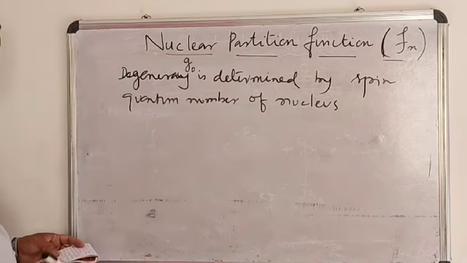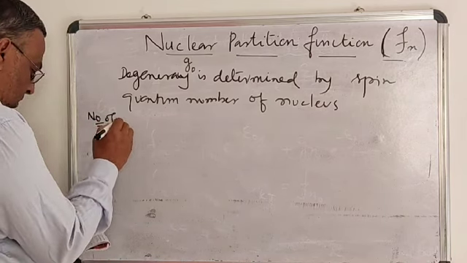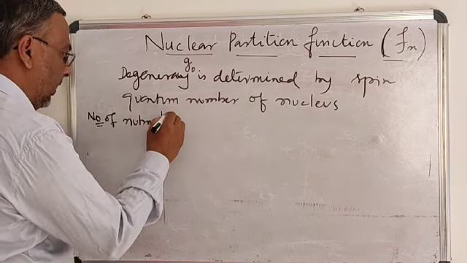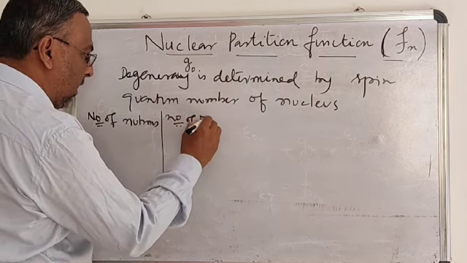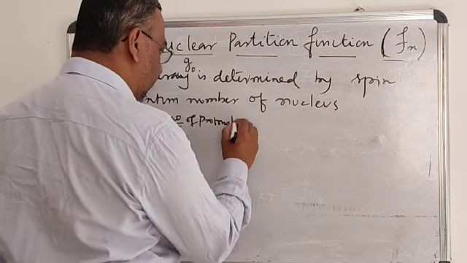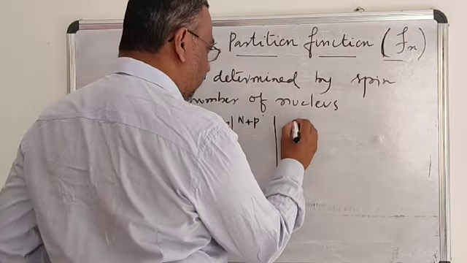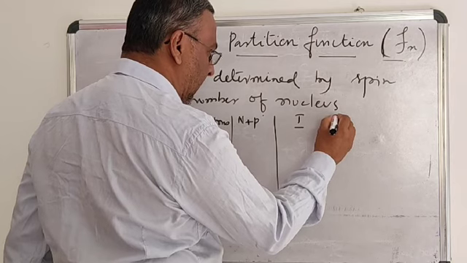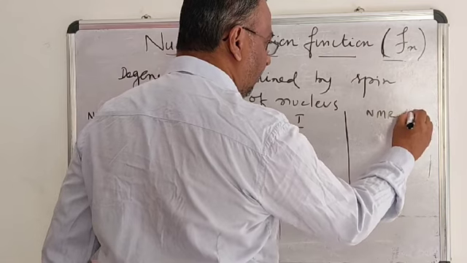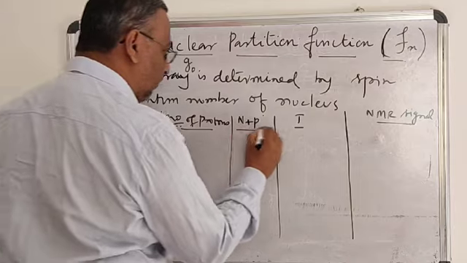For example, if I consider the number of neutrons and the number of protons we have, and neutrons plus protons, and we have the nuclear quantum number, and it will give the NMR signals for different types of nucleons.